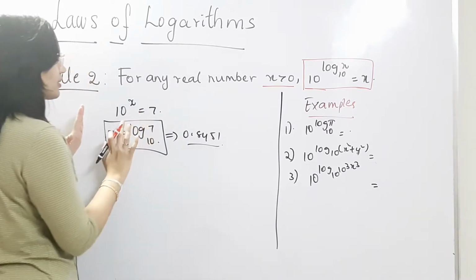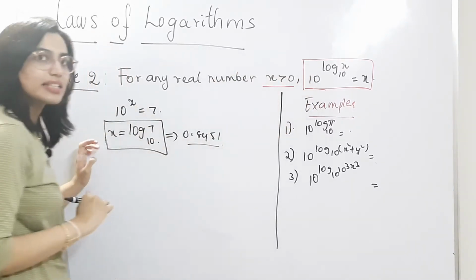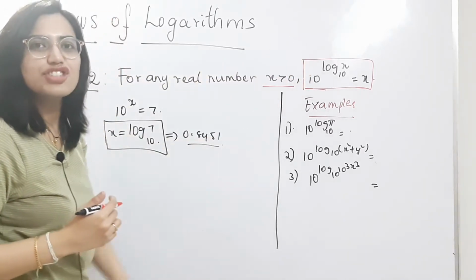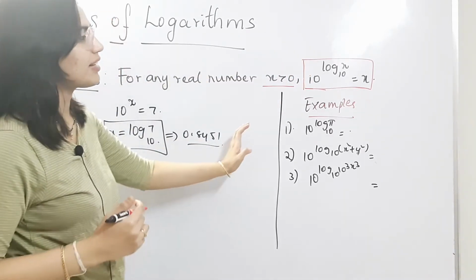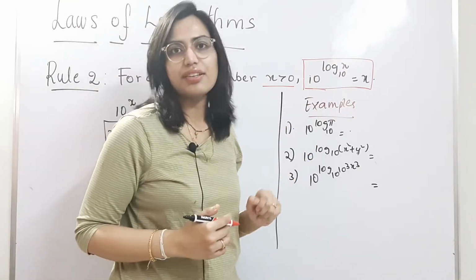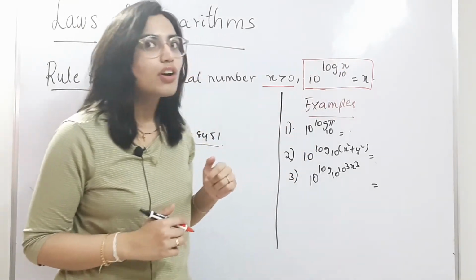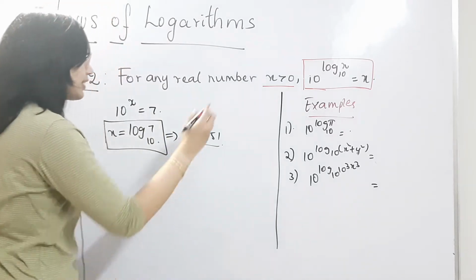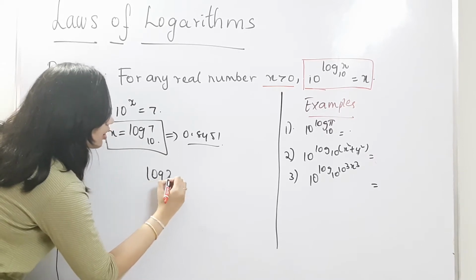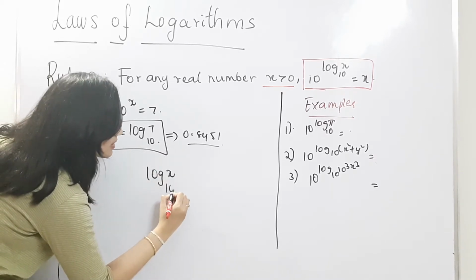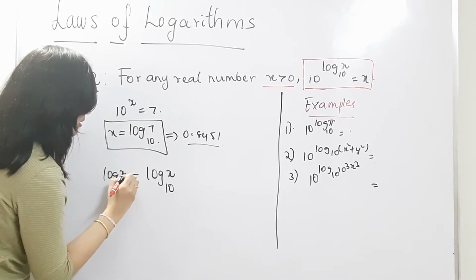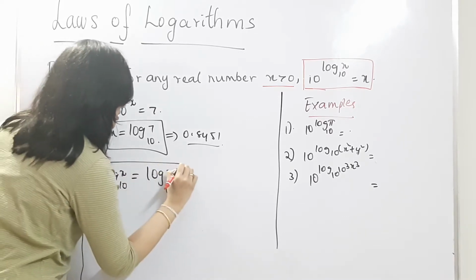Let's try to get this in the form of this. What is the meaning of this? Our LHS here is saying that 10 raised to the power of something will result in something else. So by definition of logarithm, we know that log x to the base 10 will result in log x to the base 10 only, right?